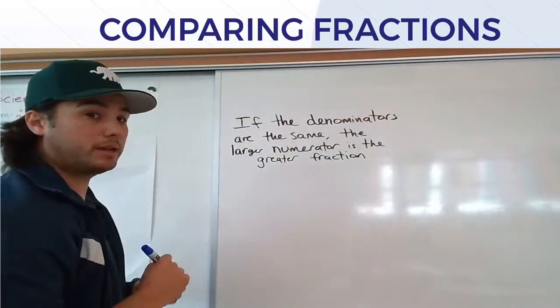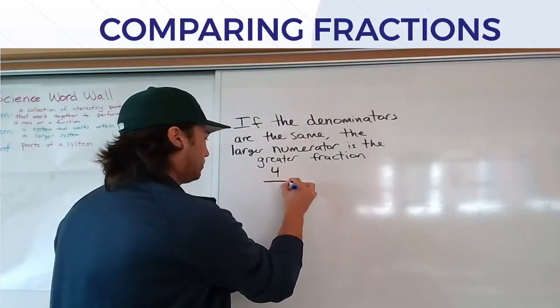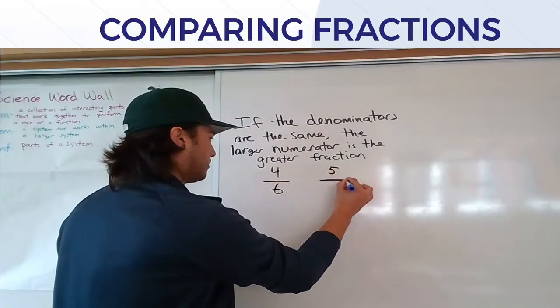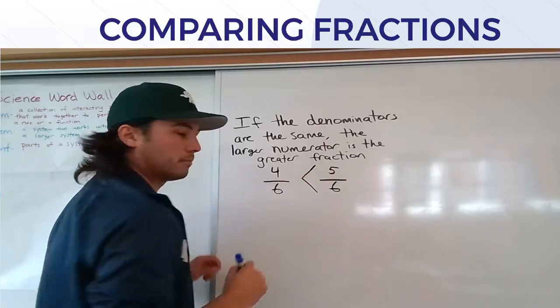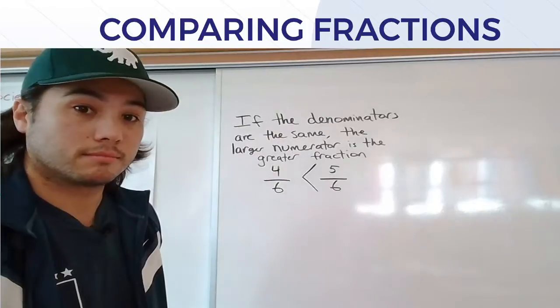Okay, if the denominators are the same, the larger numerator is the greater fraction. Right? 4/6 is less than 5/6, as an example.